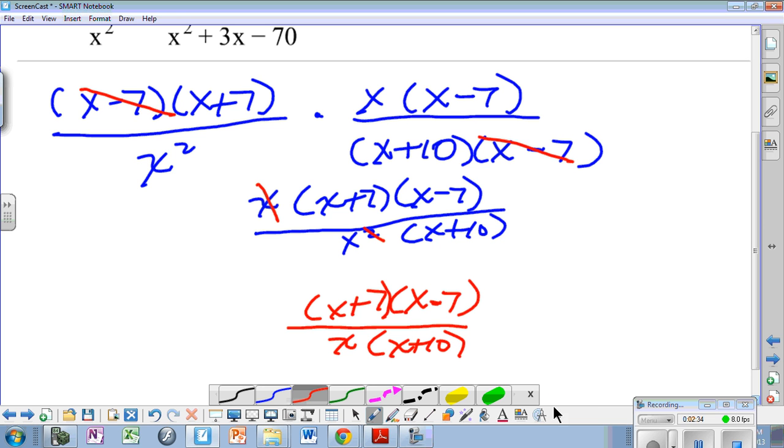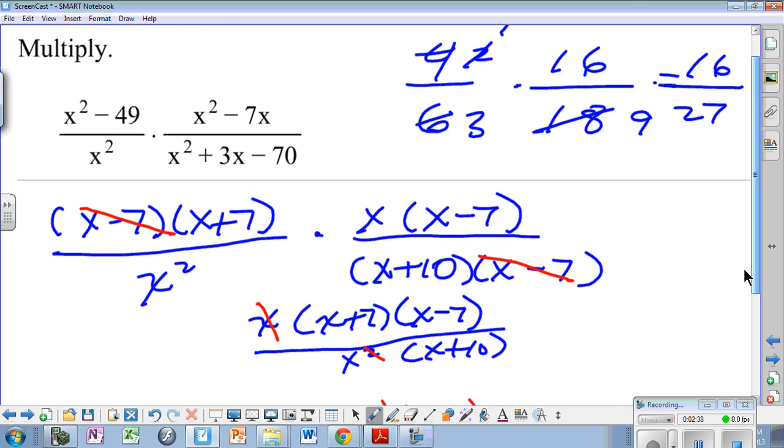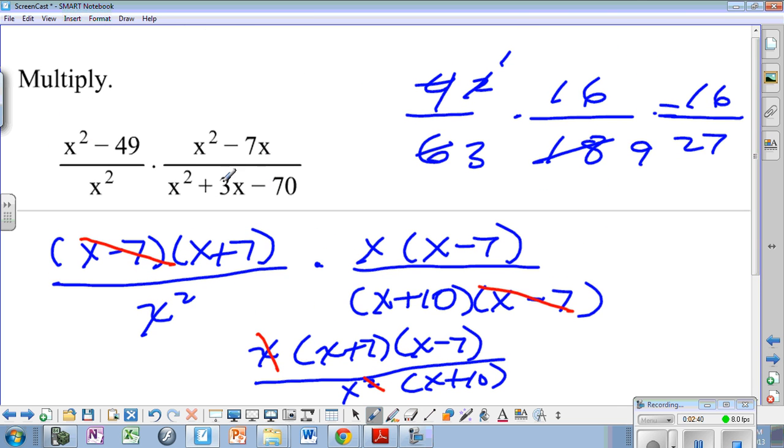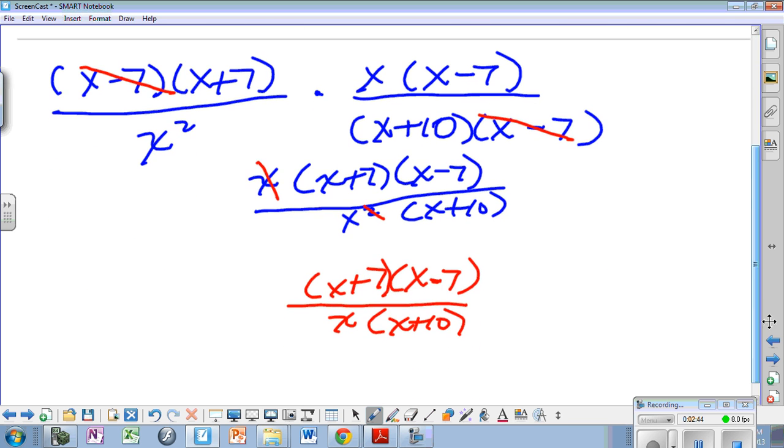So the big idea with rational expressions is that they work just like regular fractions. Your first step would be to factor and cancel out anything that is in common. And then once you have canceled out all things in common, multiply numerator by numerator and denominator by denominator.